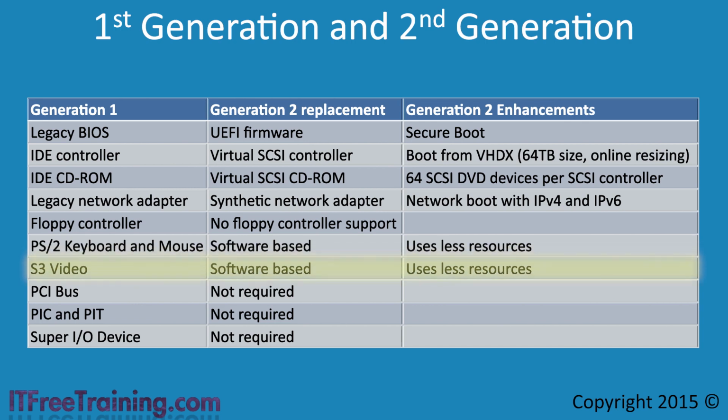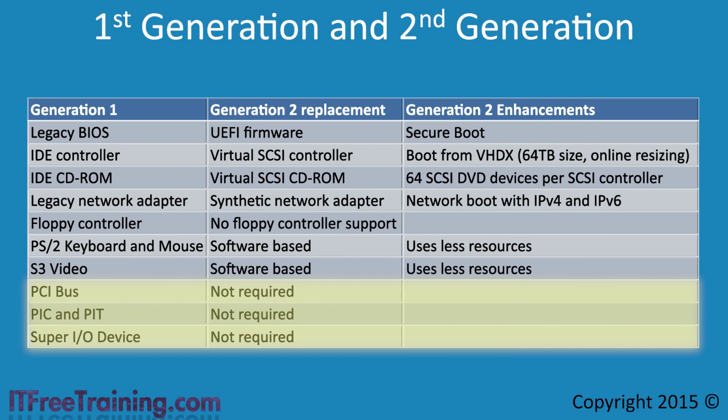The next change is that the S3 video is now software-based. This uses less resources and also means that hardware emulation is not required to display the video. You will notice that the last 3 options are no longer required. The PCI bus is used to communicate with devices that use the PCI bus. Since all the hardware in second generation does not require the PCI bus, this is no longer required.